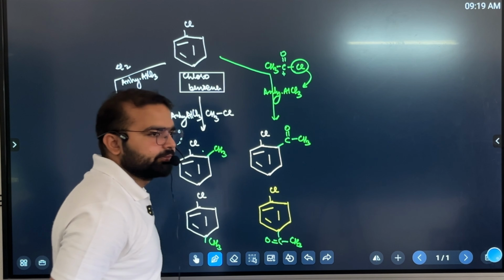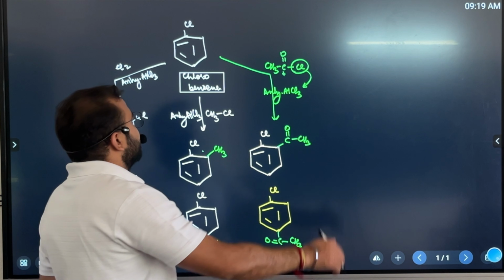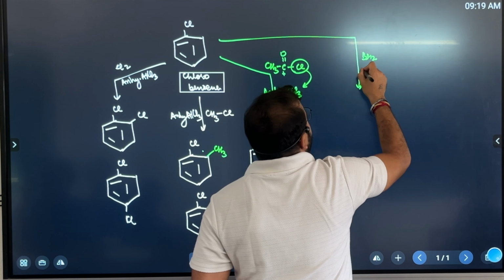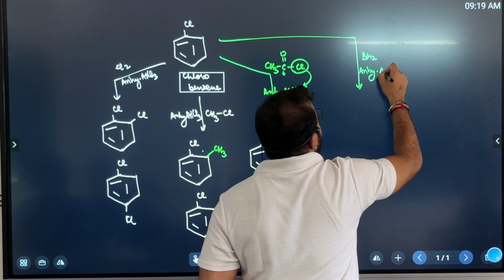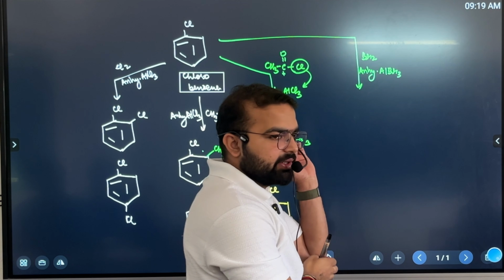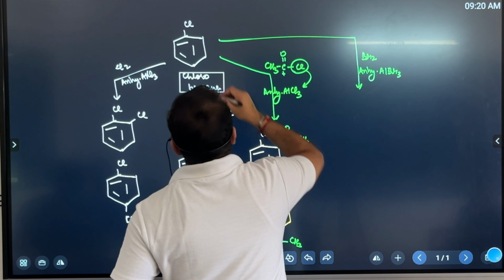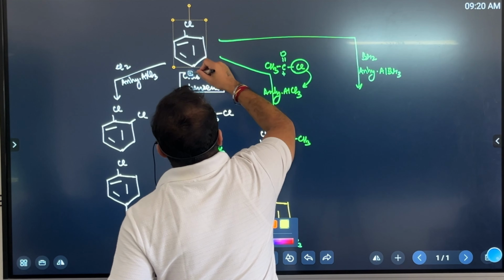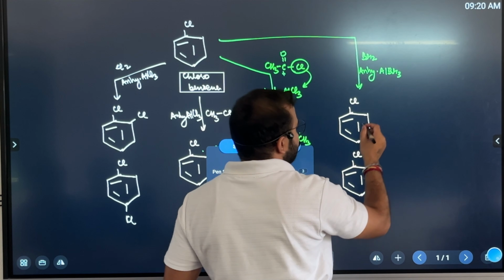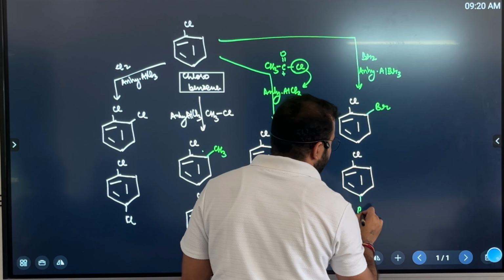Clear? A few more reactions based on the same thing. If you pass it through bromine, in the case of bromine you should take anhydrous AlBr3, so that reaction will follow the same way. And the answer you will write down as it is, means again you will take the ortho position and the para position with the bromine. So the final answer will be ortho position with bromine, para position with bromine.